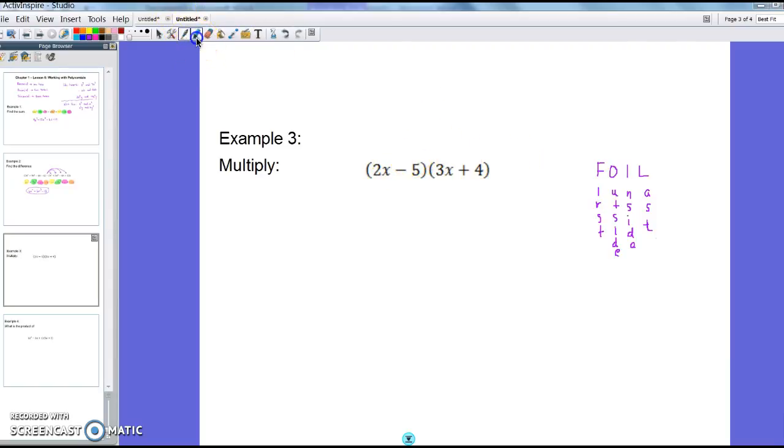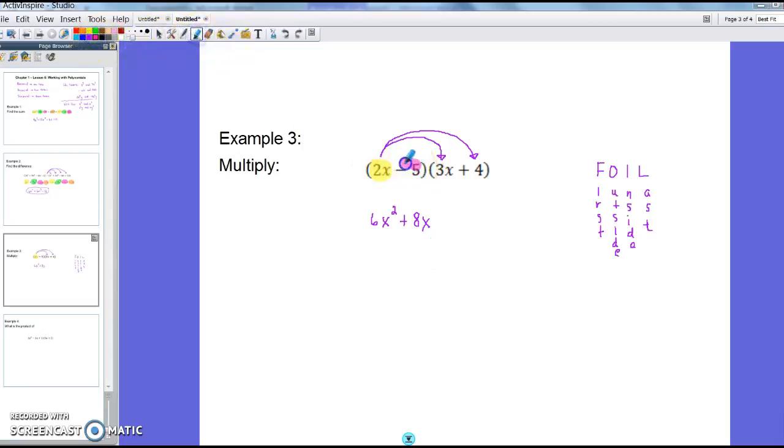Okay, so the first thing I'm going to do is take that first term, 2x, and distribute it to both terms over here. So I'm first going to multiply it by 3x, and then I will multiply it by 4. So 2x times 3x gives me 6x squared. So when you multiply, that exponent changes. I had an x and an x. When I multiply x by x, that gives me x squared. Okay, then I have 2x times 4. That's going to give me 8x.